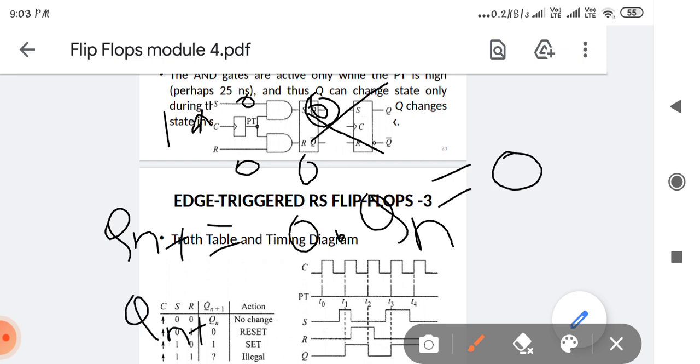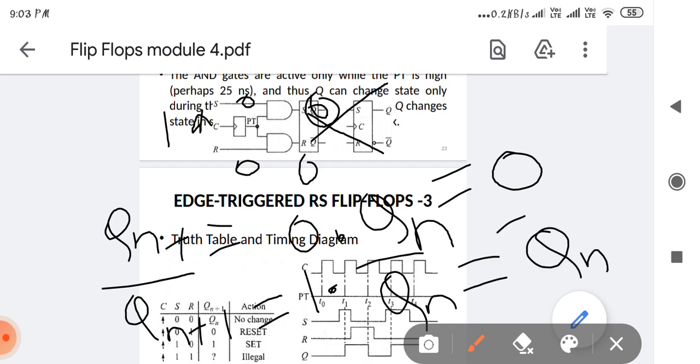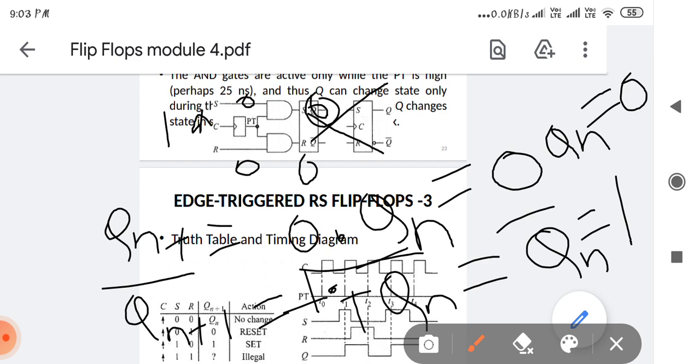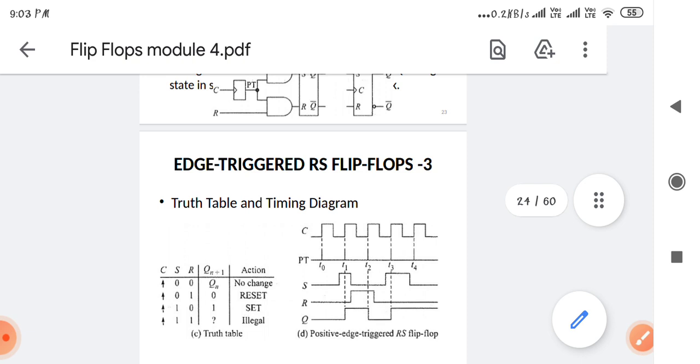Qn+1 whole bar equals 1 into Qn bar, which equals Qn bar. Qn bar equals 1, so Qn equals 0. Can we take it? There is no change in this action. No change in this action can be taken. It means 1 plus Qn bar can be used, which is nearly equal to 1. That can be used for the no change condition.